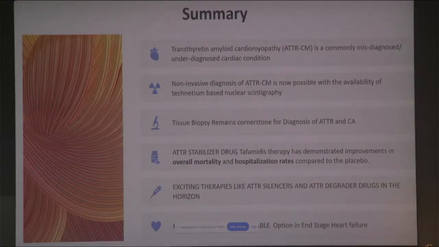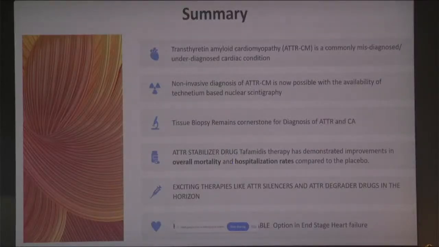So in effect, I think transthyretin amyloid cardiomyopathy is a commonly misdiagnosed or underdiagnosed condition, and non-invasive diagnosis is possible. Tissue biopsy is a cornerstone. There are exciting drugs available now, like ATTR stabilizer drugs and silencer drugs, for clinical use. Thank you and welcome.